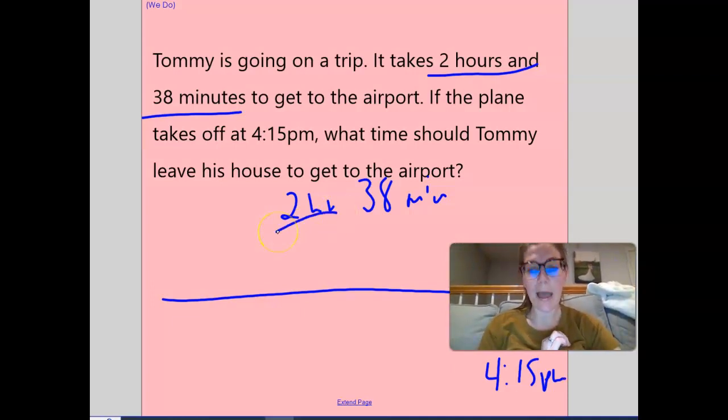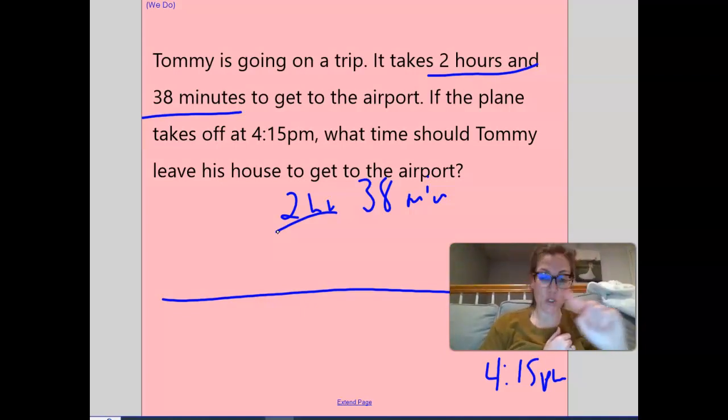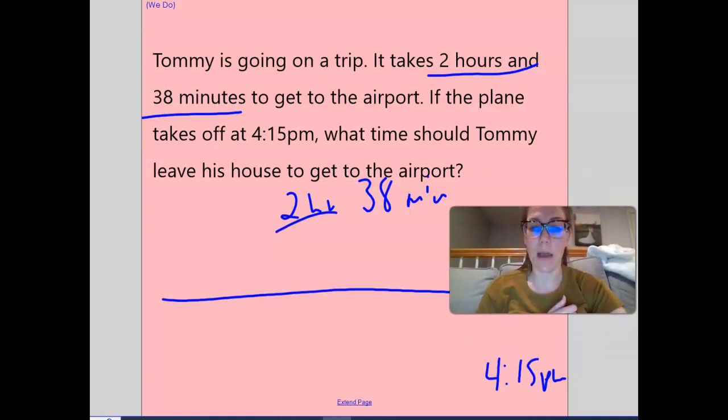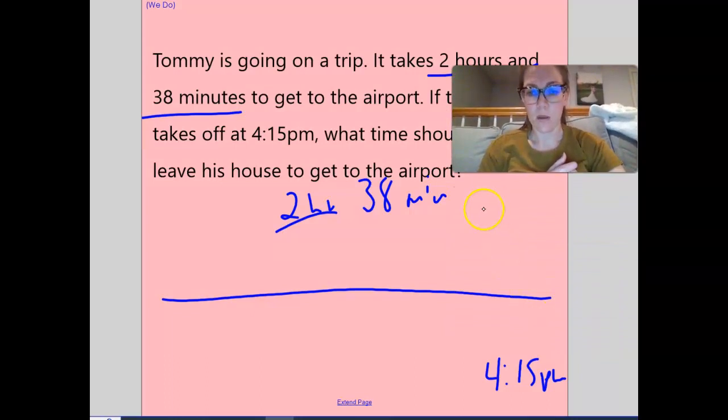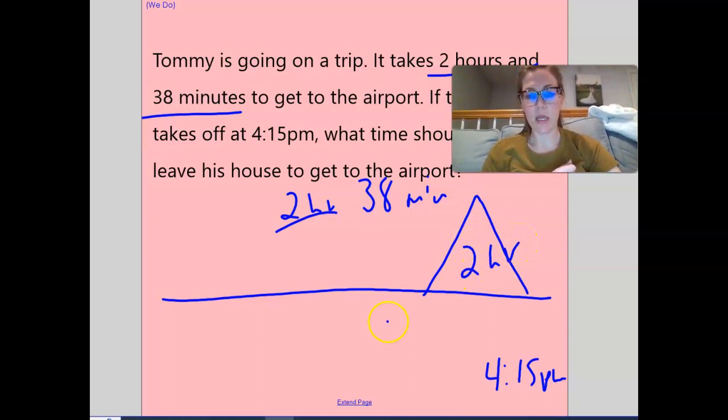So first we'll do our hour jumps. It says to do 2 hours. I can do a jump of 2 hours in 2 triangles or mountains, or I can do one jump with a 2 on the inside of it to represent 2 hours. And move my face. There we go. Okay. So 2 hours. 4:15 minus 2 hours, that would be 2:15 p.m. And now I'm subtracting 38.